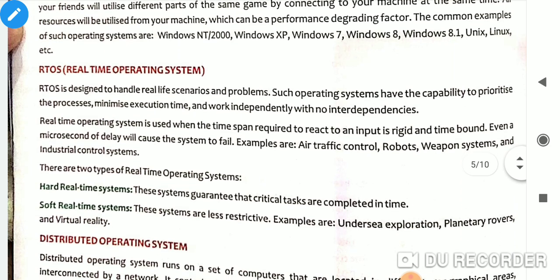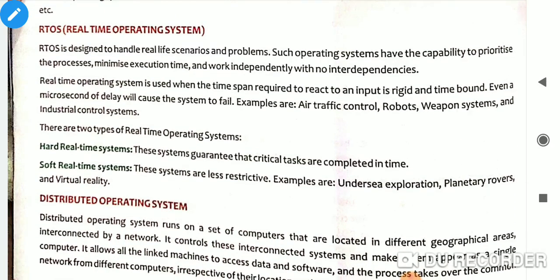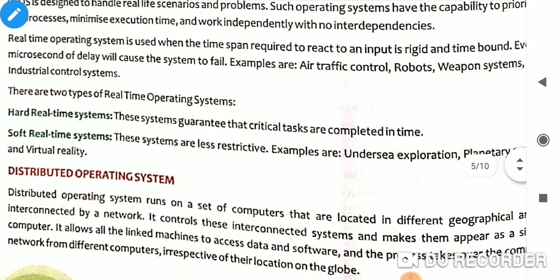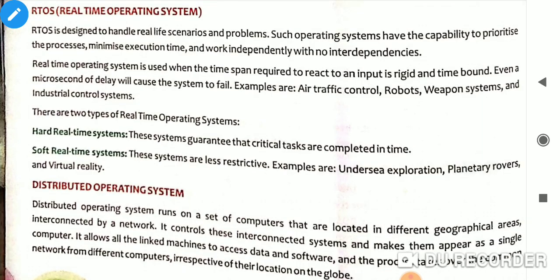Now next is RTOS, that is real-time operating system. What is real-time operating system? It is designed to handle real-time scenarios and problems. Such operating systems have the capability to prioritize the processes, minimize execution time, and work independently with no interdependencies. Examples of real-time operating systems are those used by air traffic control, robots, weapon systems, and industrial control systems.